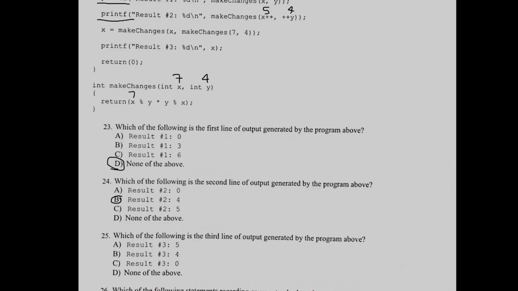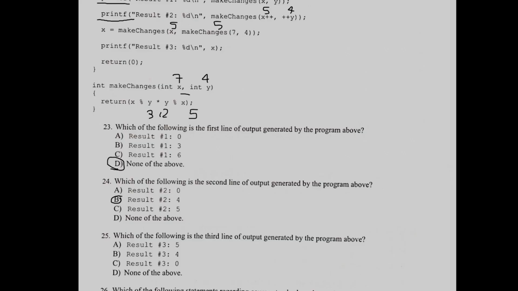So this is 7, this is 4, this is 4, this is 7, 4, 4. There we go. All right, so 7 modulus 4 is 3, multiplied by 4 is 12, modulus 7 is going to be 5, so this is going to return 5. So then in this outside call, we're going to have x, which is 5, and we're going to have this result, which we just figured out, as 5, so it's going to be passing 5 and 5.